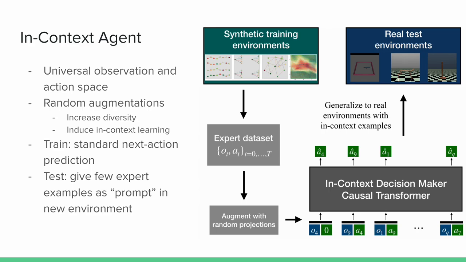To train the generalist in-context agent, first we project all the observations and actions to a universal observation and action space with fixed environment-specific projection matrices. Then we augment this dataset with the random projections. Importantly, this random projection is the same across the context of the transformer, which induces in-context learning behavior. The transformer is then trained with standard next action prediction. At test time, this agent can be deployed to a new environment by giving it a few expert examples as the prompt and having it predict a query action for a query observation.